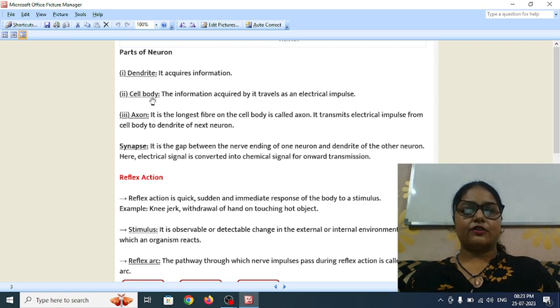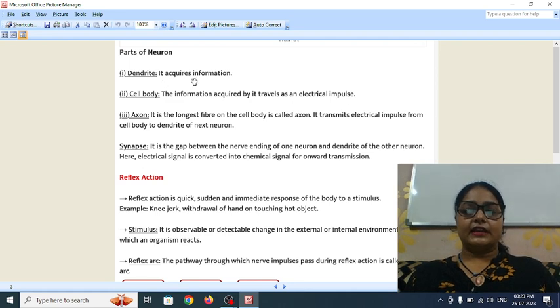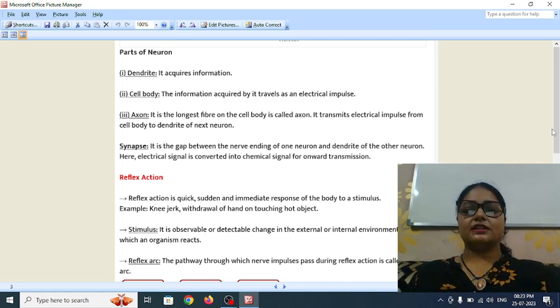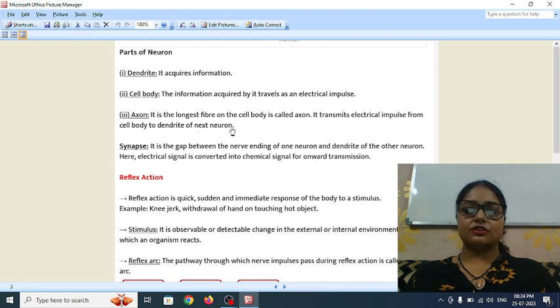Cell body is the second part of the neuron. The information acquired by it travels as an electric impulse. It means our signals from the dendrites are passed to the cell body in the form of an electric impulse, an electric signal. Now the axon is the largest fiber on the cell body. It transmits the electric impulse from the cell body to the dendrites of the next neuron.